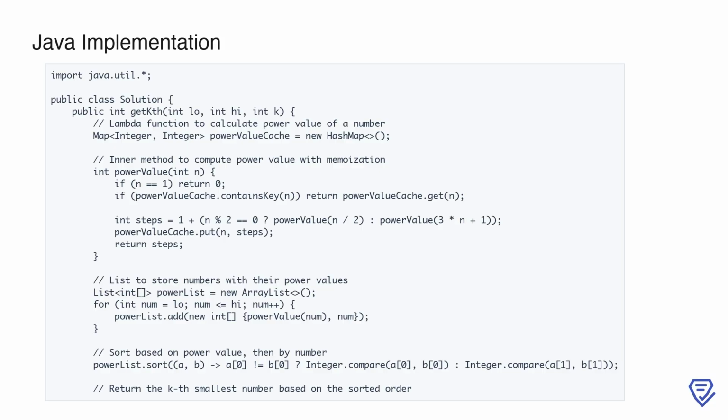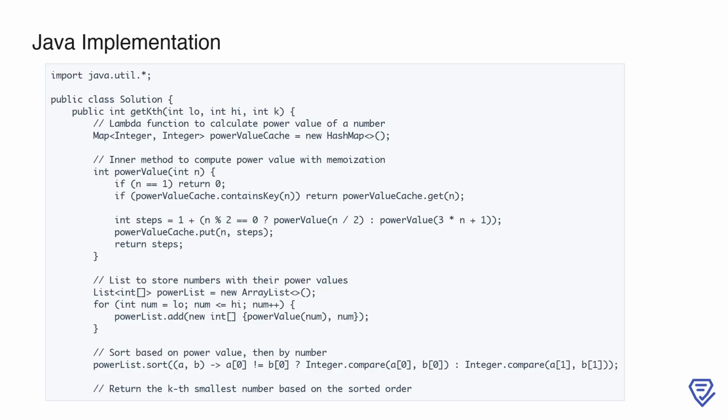A hashmap called powerValueCache stores the power values of numbers that have already been computed. Inside the method, we define an inner function called powerValue that recursively calculates the number of steps required to reduce a given number n to 1. If the number is even, it follows the n/2 operation, otherwise, it applies the 3n plus 1 operation. The calculated steps are then stored in the cache to avoid redundant computations.